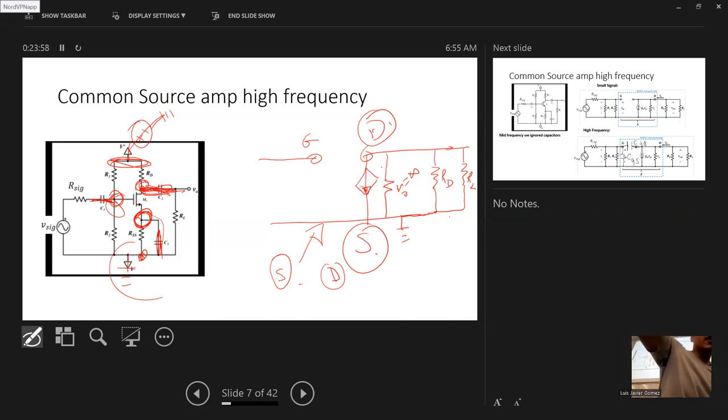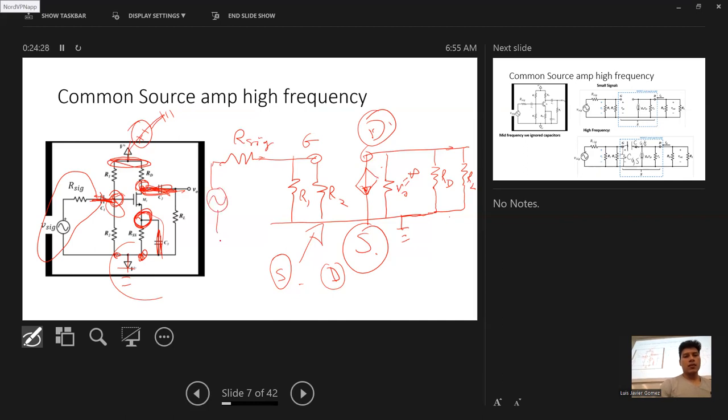Okay, so what if we go to the gate? All right, so if we go to the gate, now we have a connection between R2 and ground, right? So R2, and then R1 and ground. And now we go to the source, and then we have R-sig and V-sig. And then that's it. That's our small signal model.